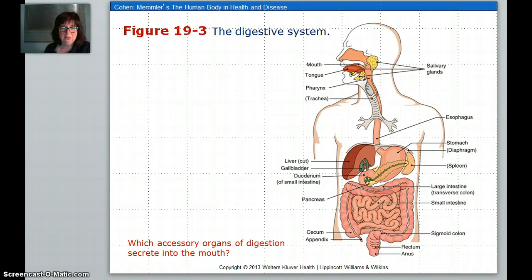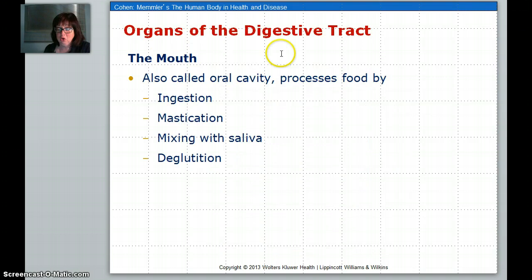Let's also look at the words. Ingestion is getting food in. Mastication, that's a fancy word for chewing. And during mastication, you're breaking things down into smaller pieces. You're mixing with saliva. And then deglutination is swallowing.